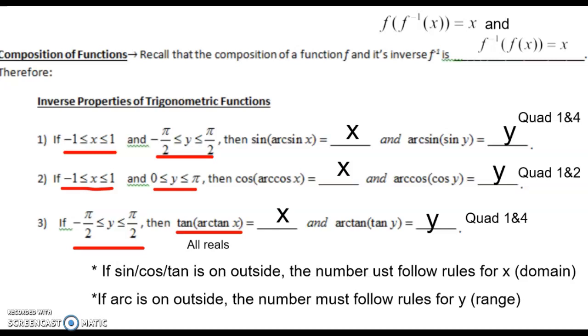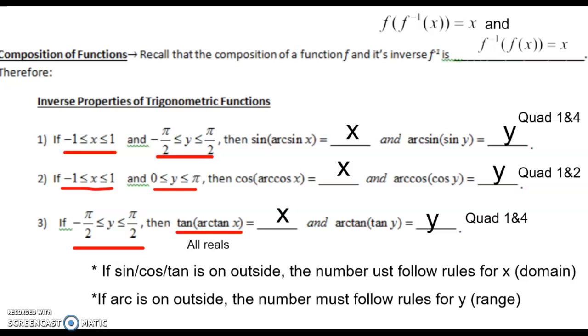This video is on the composition of functions, which is located on the bottom of page 4 and all of page 5 in your 4.7 notes. So recall back from chapter 1 when we did a composition of functions relating to the inverse functions. We said that if we calculated f of f inverse of x and it equaled x, and f inverse of f of x and it equaled x, then f and f inverse were inverses of each other.